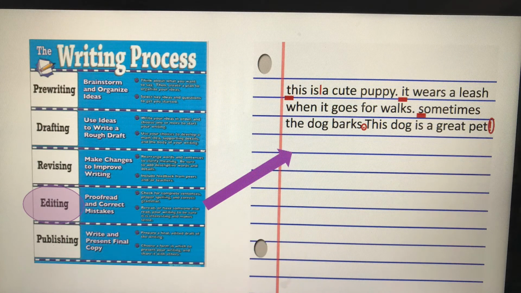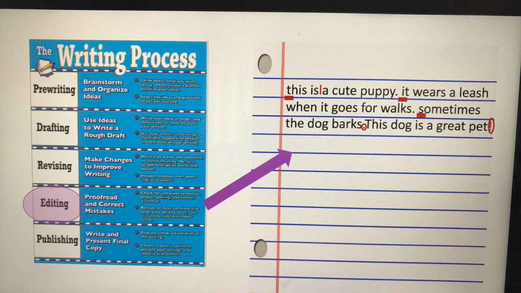Now I'm going to look at my paper and I'm going to go edit. The editing stage means I fix and proofread to make sure it makes sense, and then I correct mistakes. So you can see with my red lines and circles that I needed to fix mistakes. I forgot some capitals, I forgot some periods, and I even forgot to put a space in between my words. So that's what that red line is in between the word "is" and "a" in the first sentence.